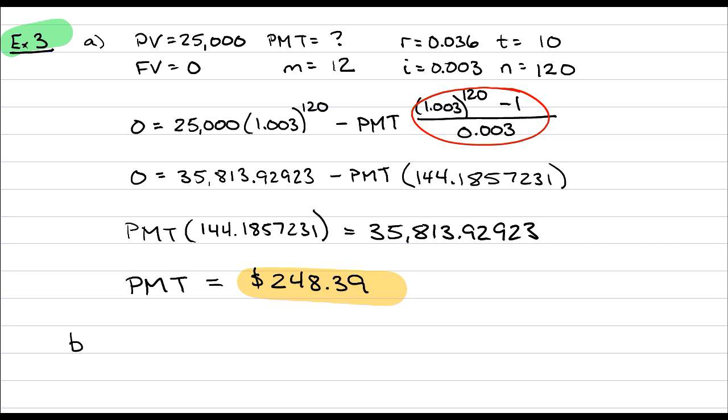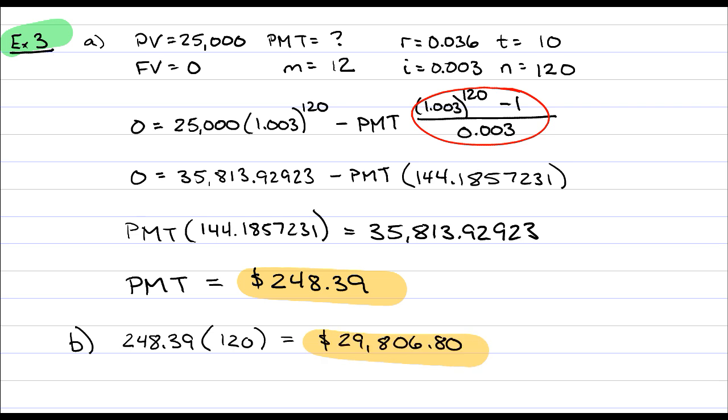Part B asks, how much does Ella pay back total? Well, she makes payments of $248.39, and she makes 120 of these payments. So calculating this, I'm going to get $29,806.80. So she borrows $25,000, but over the course of the loan, she's going to pay back closer to $30,000.